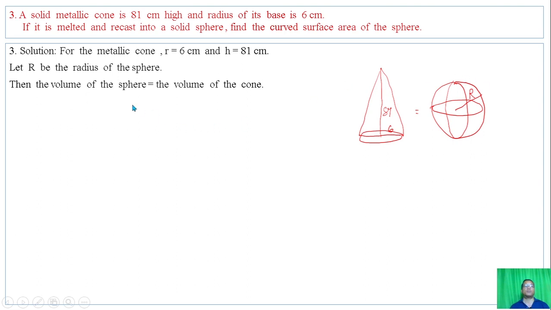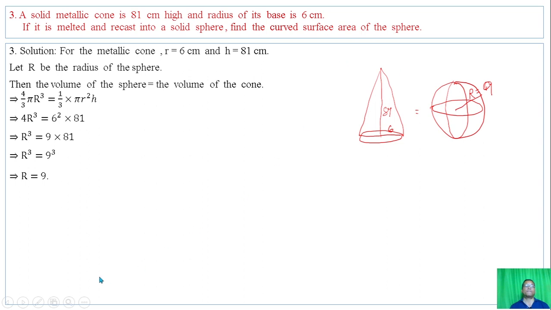Then the volume of the sphere is equal to volume of the cone. Volume of the sphere is 4 by 3 pi R cube equal to volume of the cone is 1 by 3 pi r square h. Common 3 kathana kare we have the h ki value the 81 pirani, r ki value the 6 pirani. Then R cube is this. Then R is what? R is 9. Kisi ki capital R is 9.